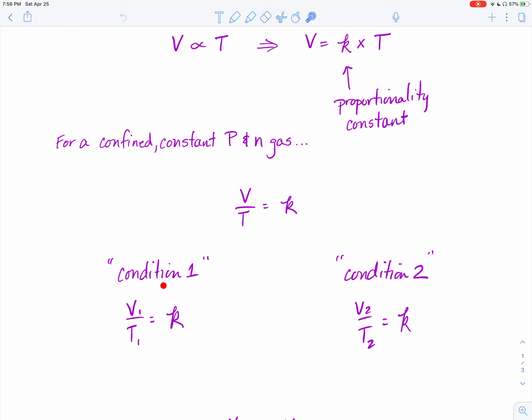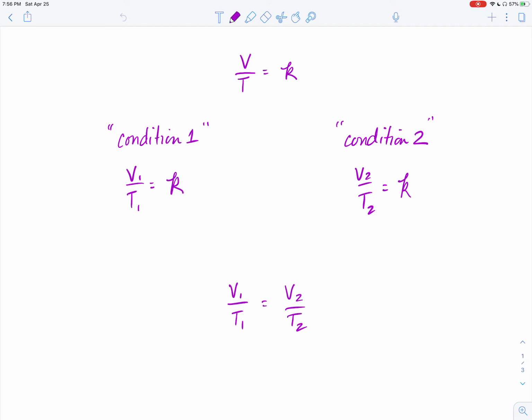If we look at a particular condition, like condition number 1, the volume at condition number 1 divided by the temperature at condition number 1 should equal a proportionality constant. If you look at that same gas at a different condition, with a different volume and temperature, and you divide that volume by that temperature, you should get the same proportionality constant. If that is true, then you should be able to set these two conditions equal to one another, and this is the equation V1 over T1 equals V2 over T2, and this is called Charles's law.